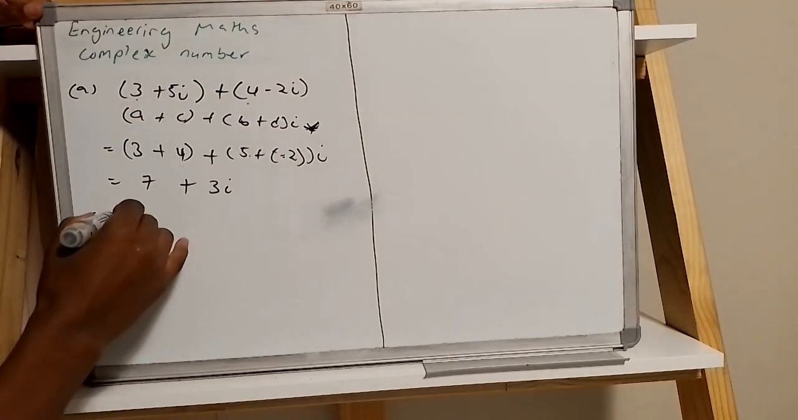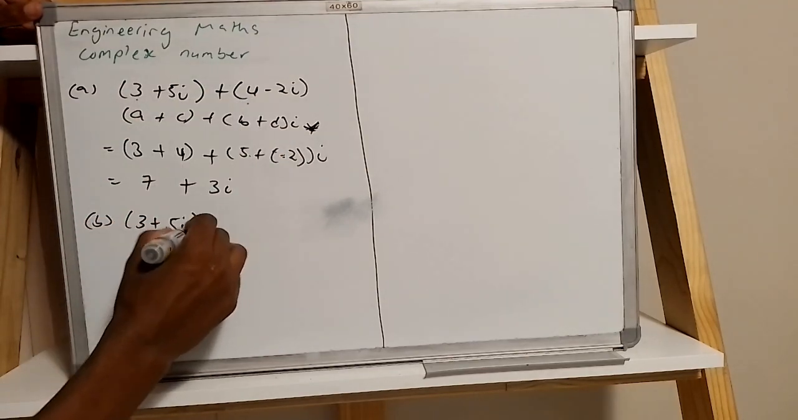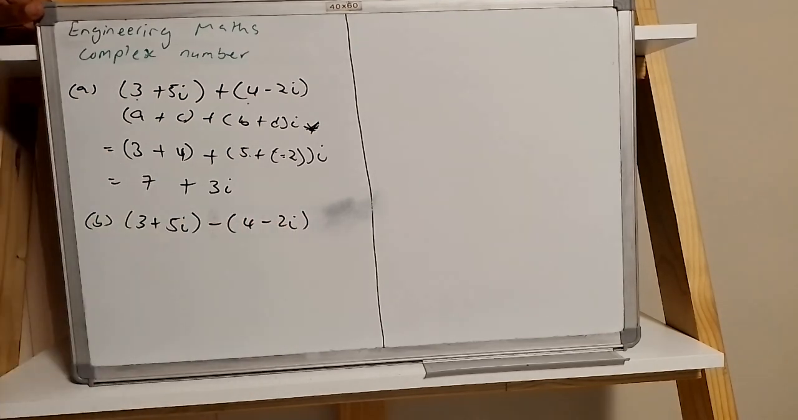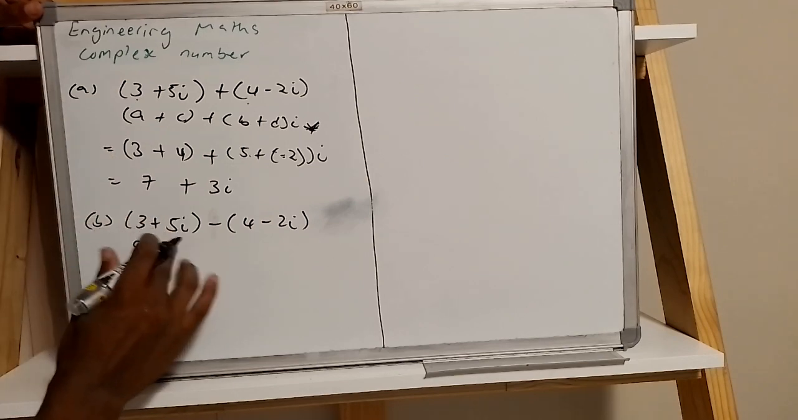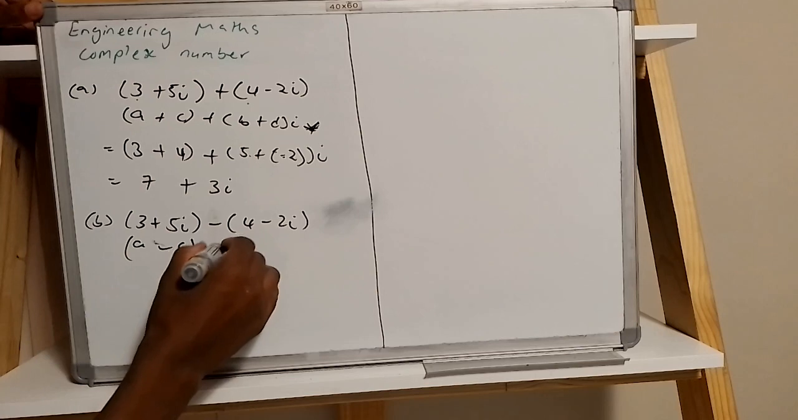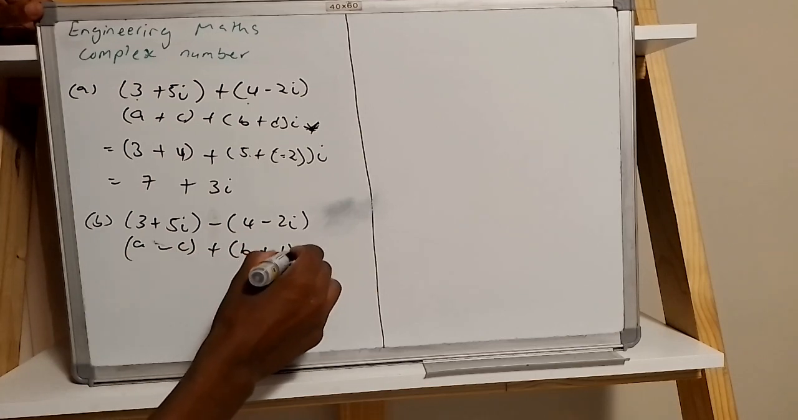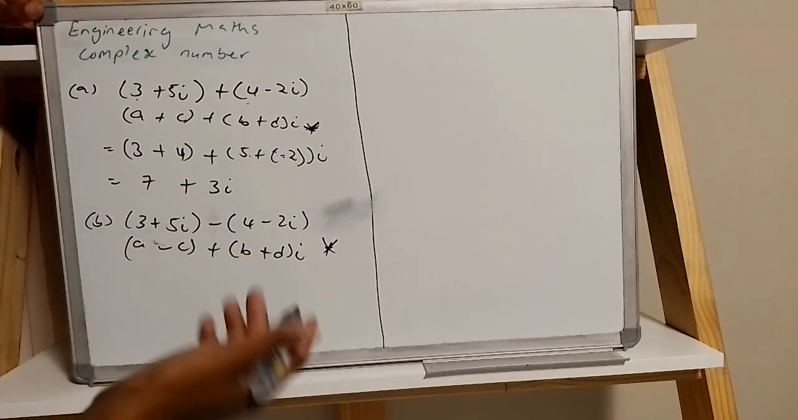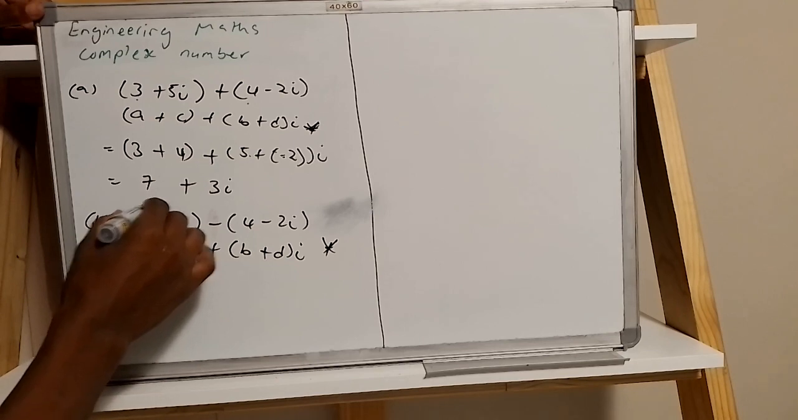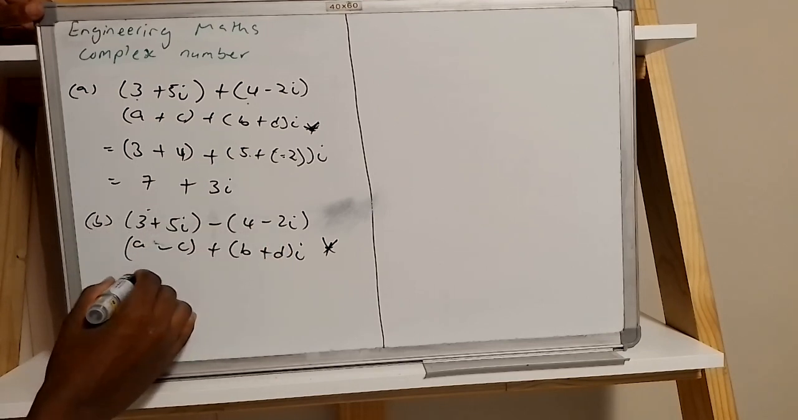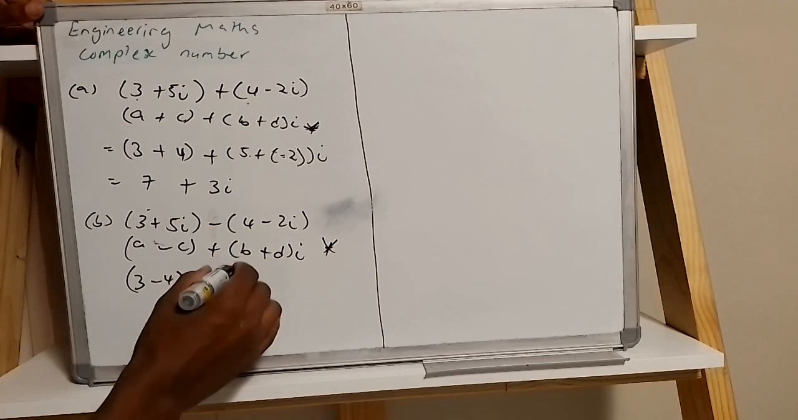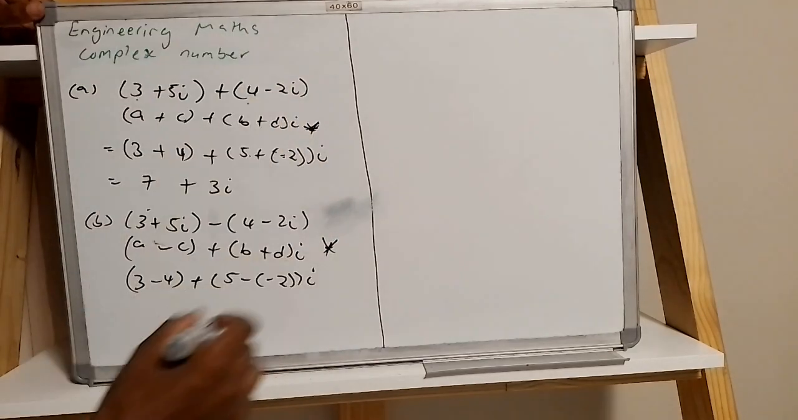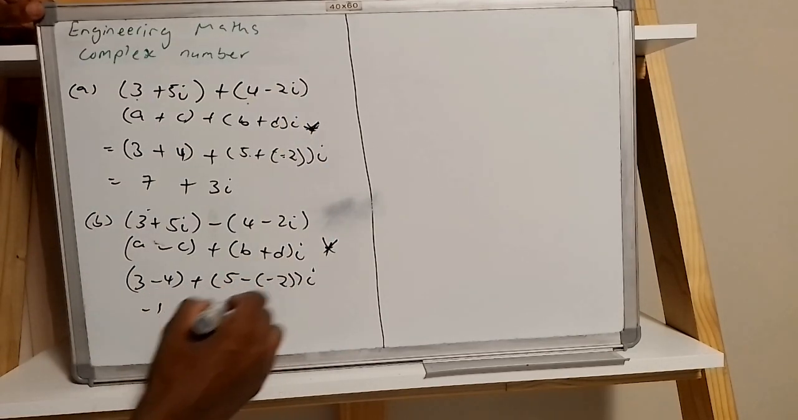Now take the same question to subtraction. Our answer is supposed to be something like this. We did this in the introduction, in the previous video. Now this and this are supposed to subtract. We have 3 minus 4 plus 5 minus negative 2, i. This will give me negative 1 plus 7i.